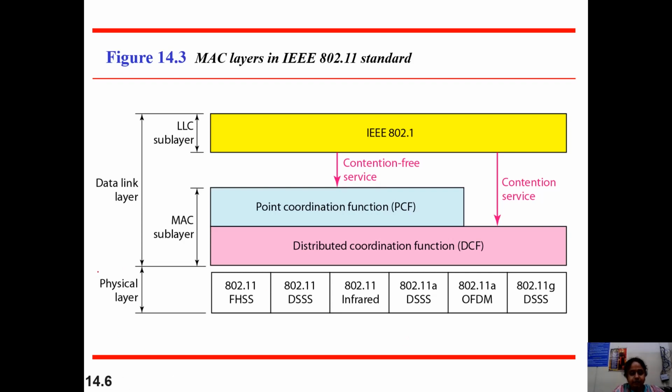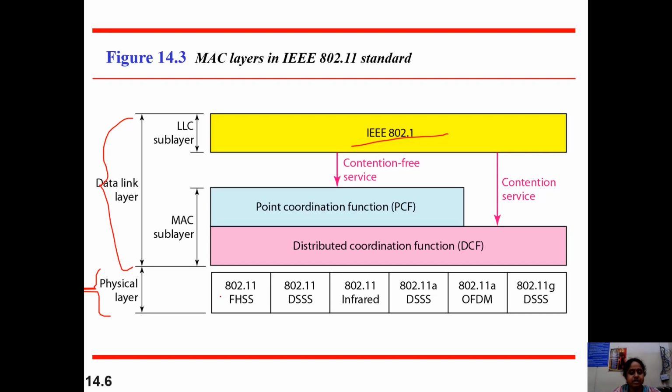This standard belongs to the physical layer as well as to the data link layer. Now out of the data link layer, we know that the data link layer is divided into two parts, LLC and MAC. We are not currently interested in the LLC sublayer, right? So we have some specifications defined at the LLC sublayer. Currently we are interested in the MAC sublayer.